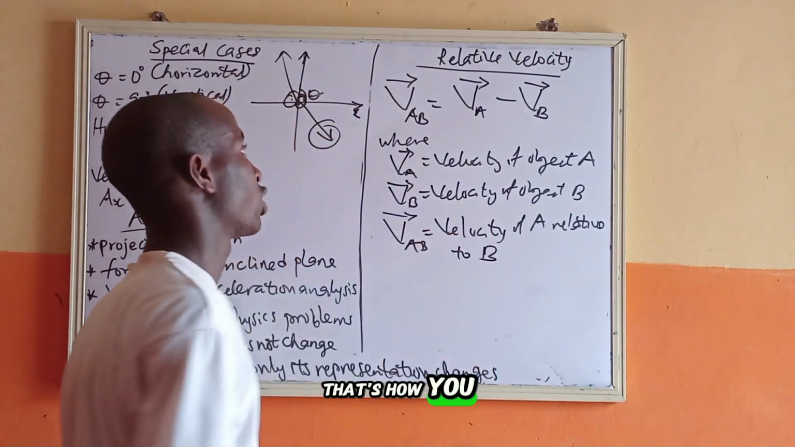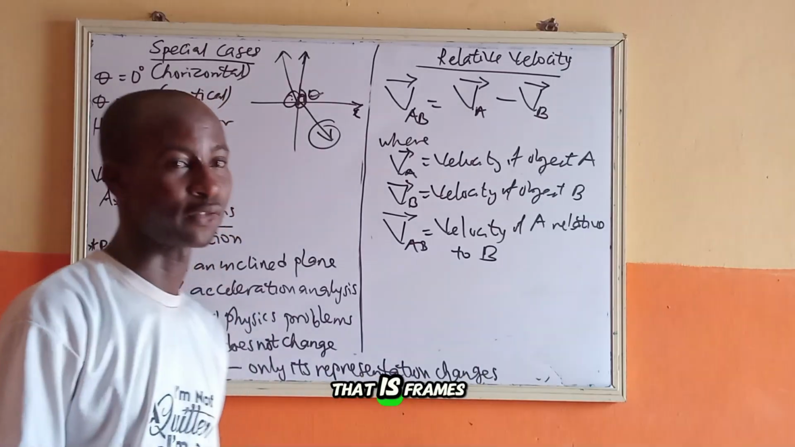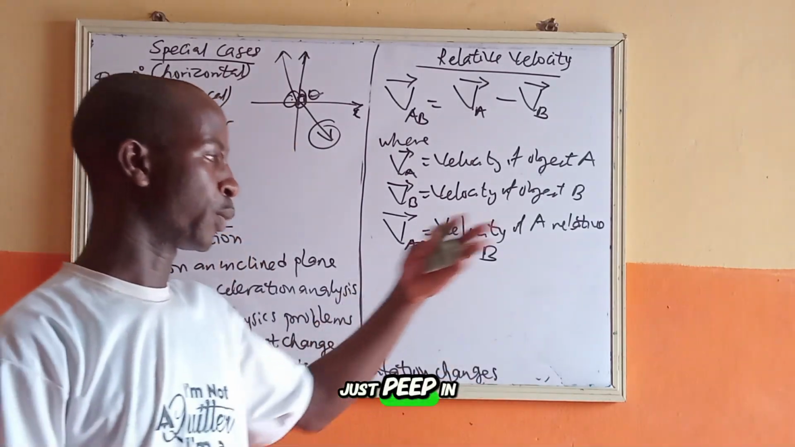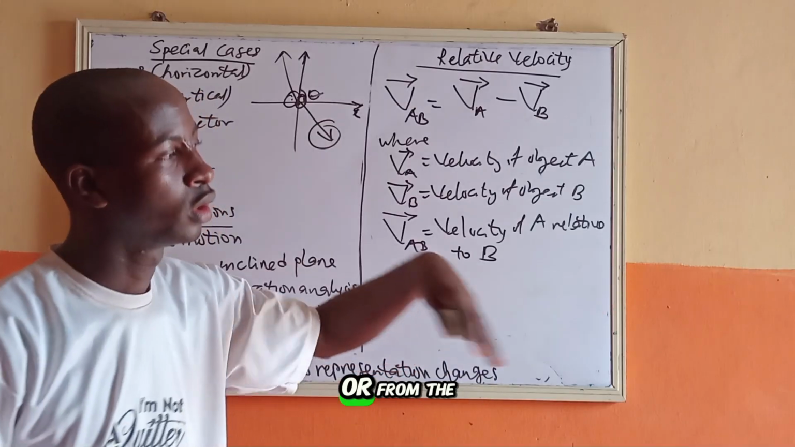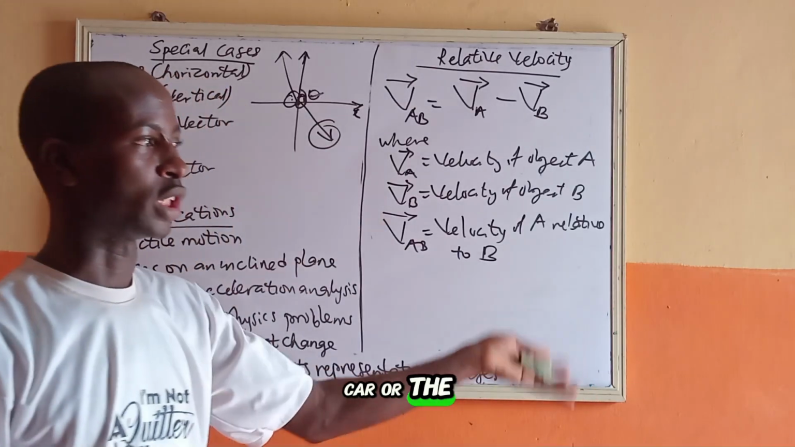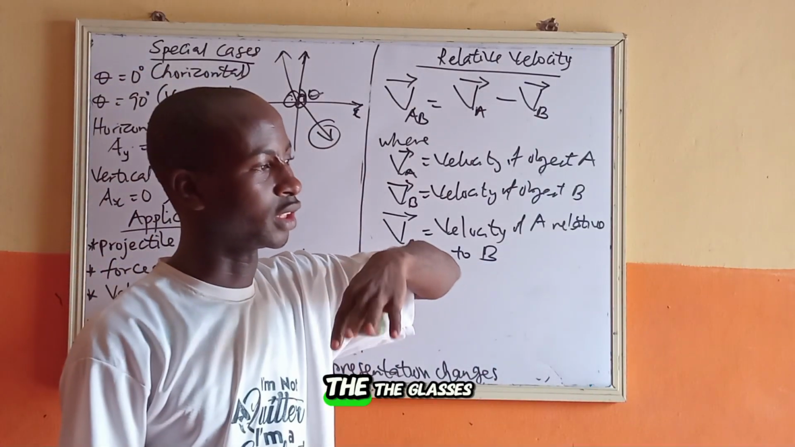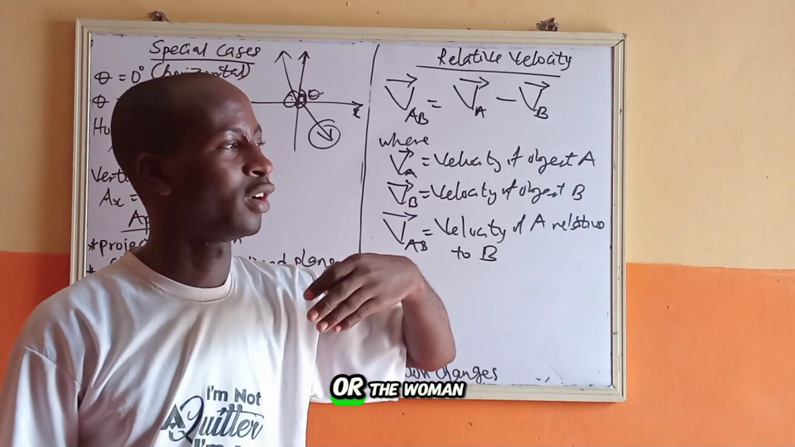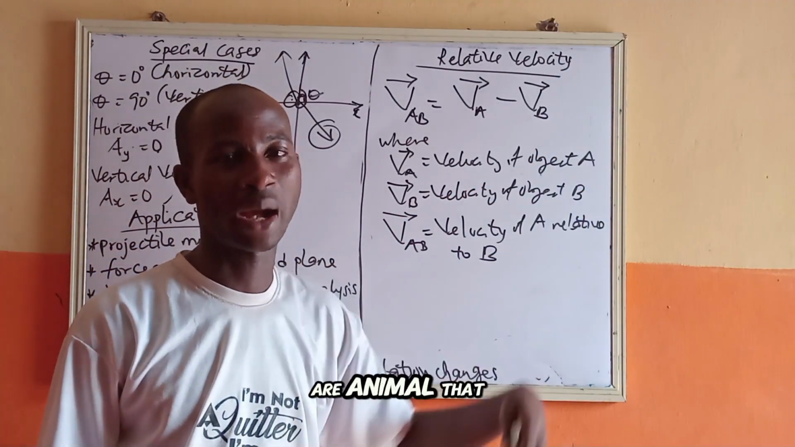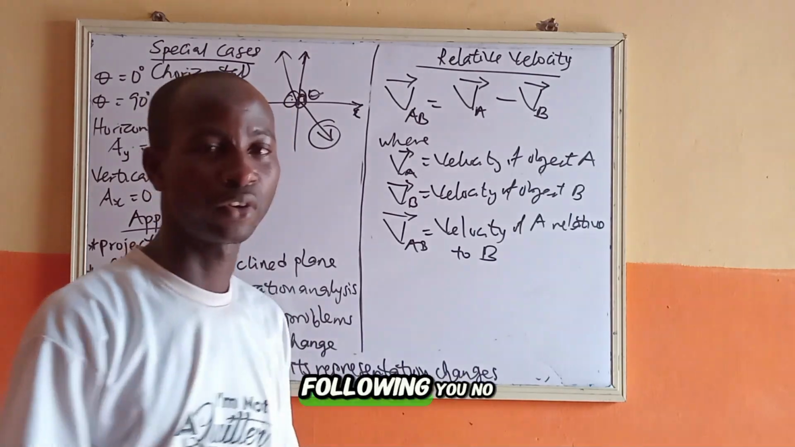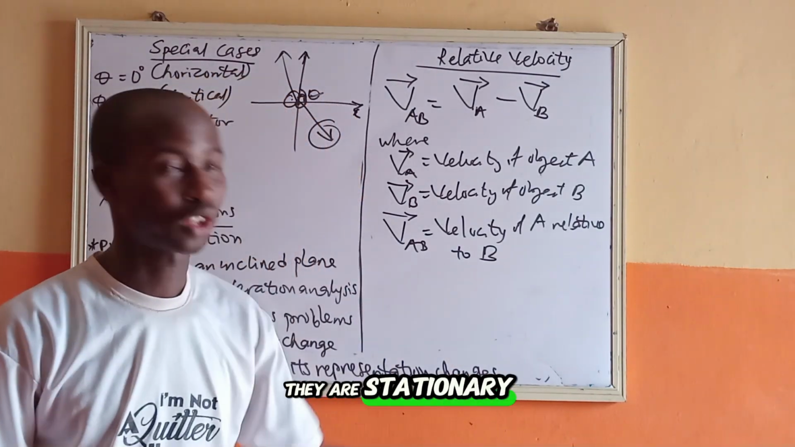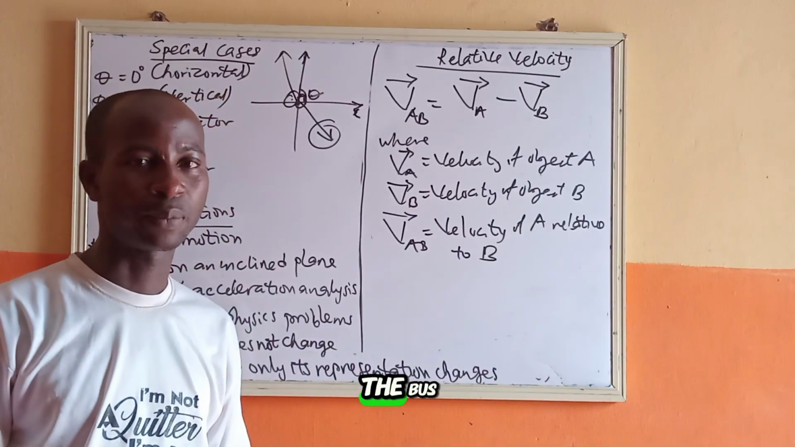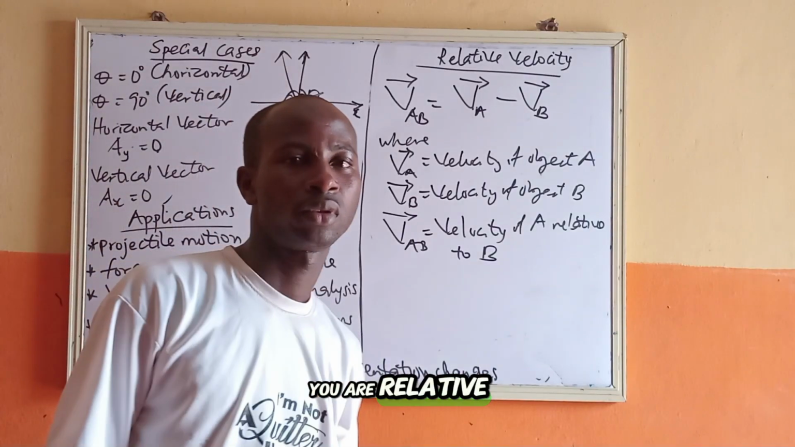Here we sometimes talk about relative motion, that is, frames of reference. If you are inside a bus and you peep out from the window of the car or the bus, you will discover that the grasses, the vegetables, the humans or animals that you are passing are also following you. No, they are stationary. You are the one that is moving, that is inside the bus. You are relative.